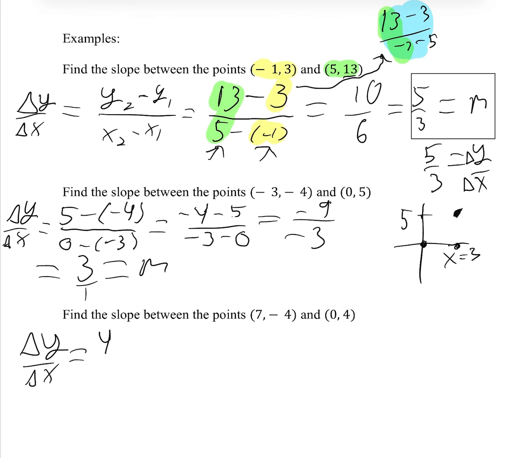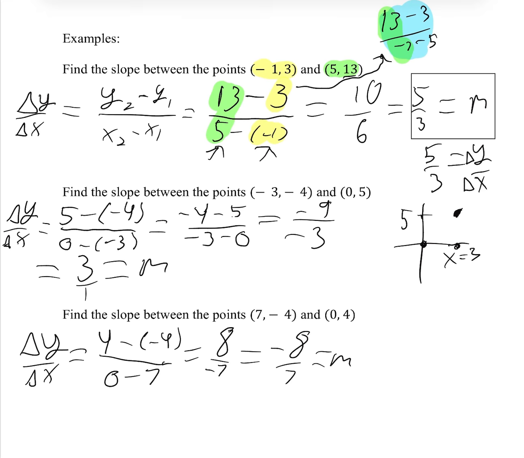It's going to be 4, because that's the y value, 4 minus -4 over 0 minus 7. That equals 8, because it's 4 plus 4, over -7. And then we usually like to write the negative on the top like this: -8 over 7, or just -8/7. And that's our slope.